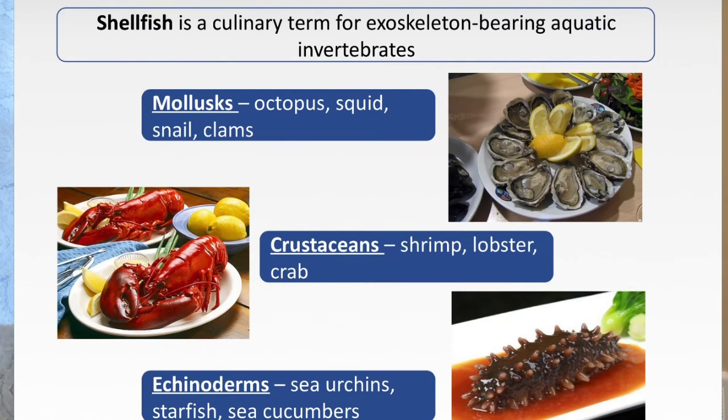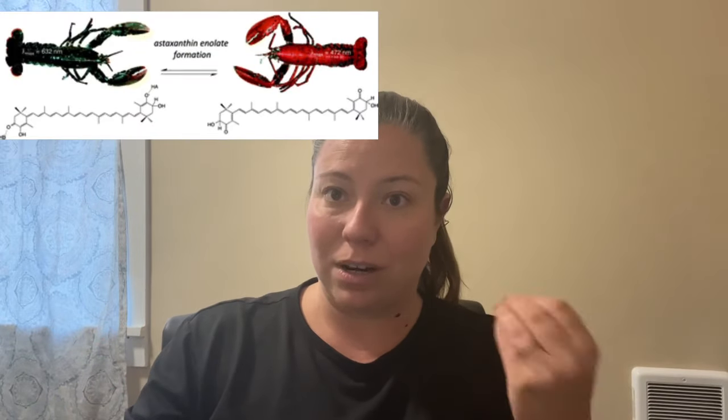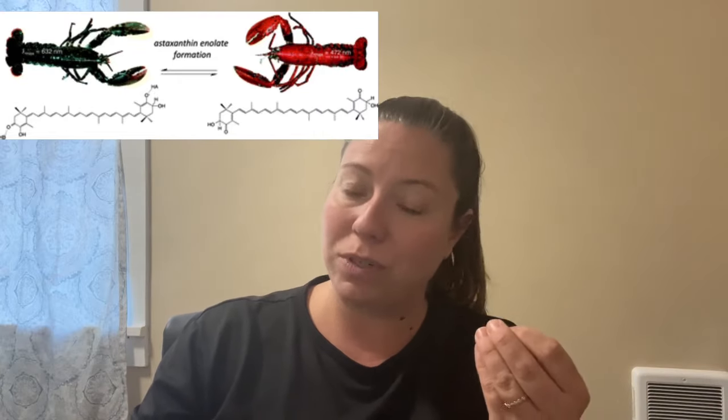Now, shellfish are a culinary term for exoskeleton-bearing aquatic invertebrates, and these refer to mollusks, crustaceans, and echinoderms, crustaceans being like shrimp, lobster, and crab. And these are going to be different because their body consists of two parts in a crustacean, the cephalothorax and the abdomen. And in shrimp specifically, the shell is made of chitin. And this chitin is a network of molecules that are a hybrid between carbohydrates and proteins. Now, as they're boiled, the proteins coagulate and they're released, giving us the amazing flavor of the crustaceans.